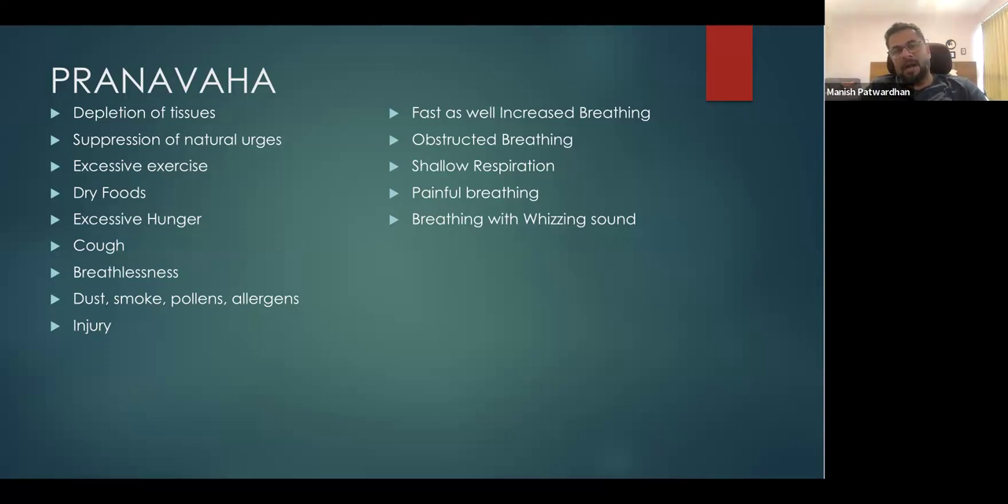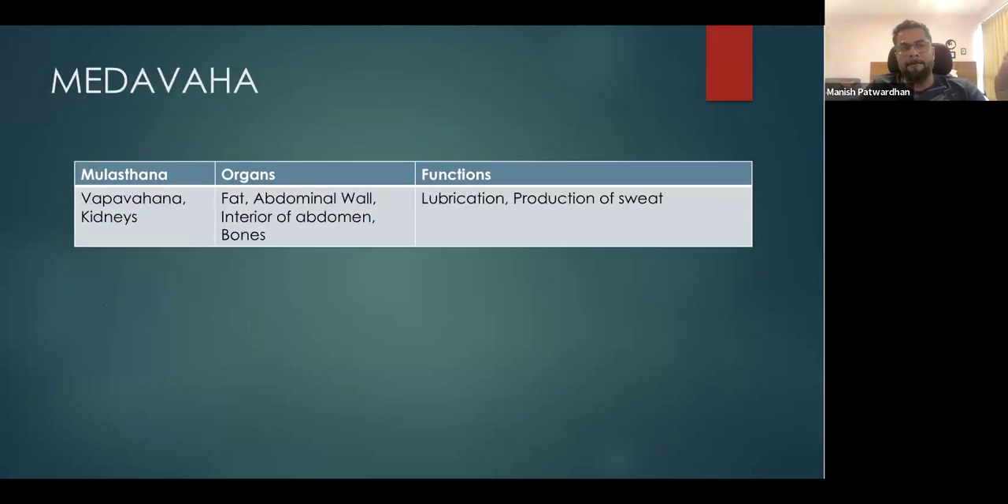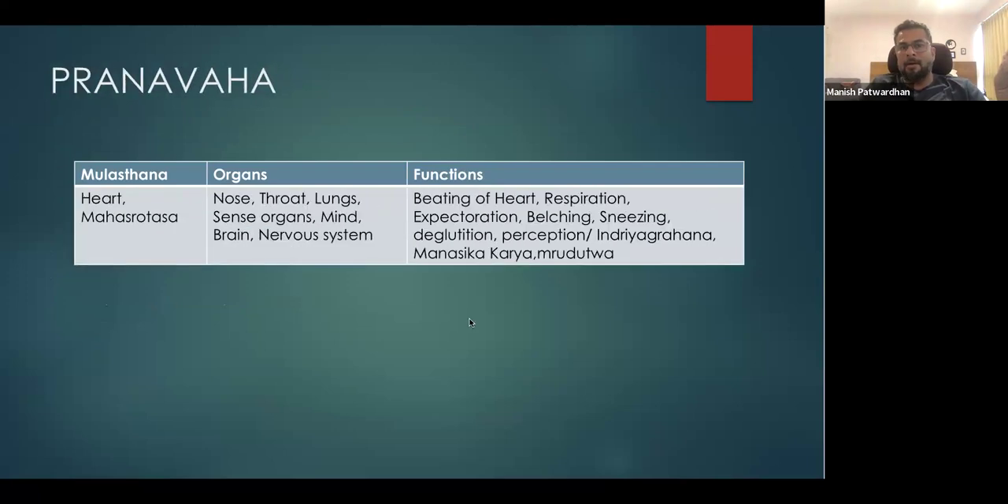Please understand, pranavasrotas here refers to prana. Pranavata is the life force. The main organs are the heart and the Mahasrotasa, which is the digestive system. In Ayurveda, the heart and the digestive system have been given as the main organs of Pranavasrotas. Functions are beating of the heart, respiration, etc. So beating of the heart is under the purview of Pranavasrotas.